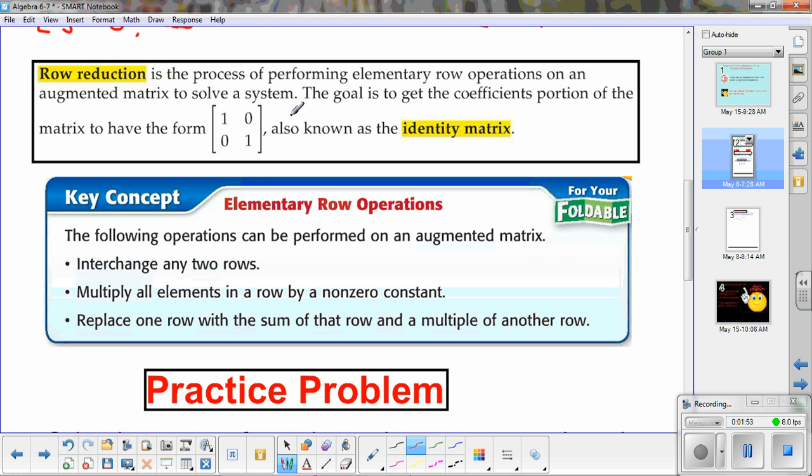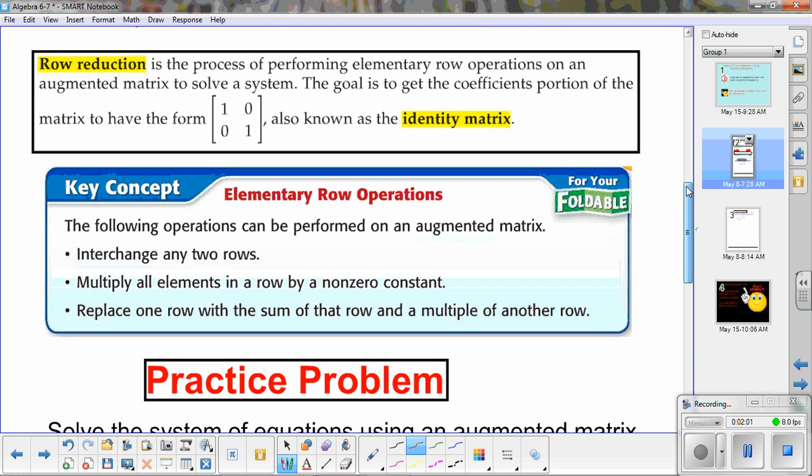The goal is to get the coefficient portion of the matrix to have the form 1, 0, 0, 1, also known as the identity matrix. The three elementary row operations that you'll be using are listed below. You'll want to make sure you have these in your notes. The first one is you can interchange any two rows, or I say swap two rows. Next, you could multiply all elements in a row by a non-zero constant.